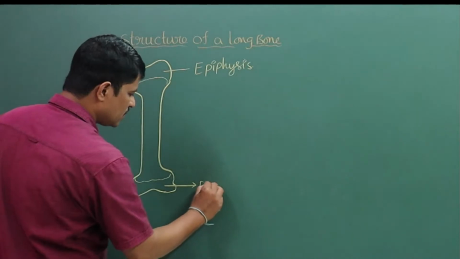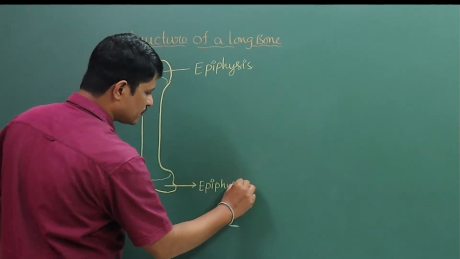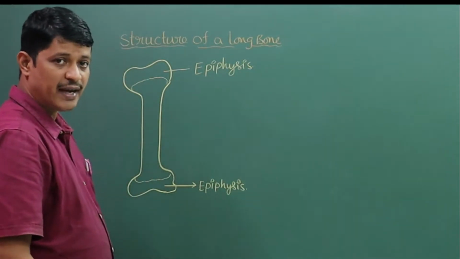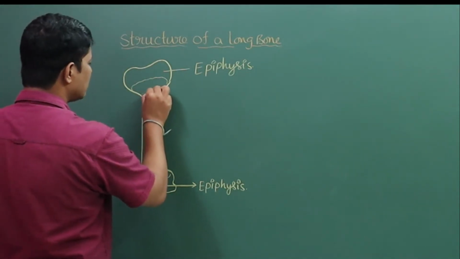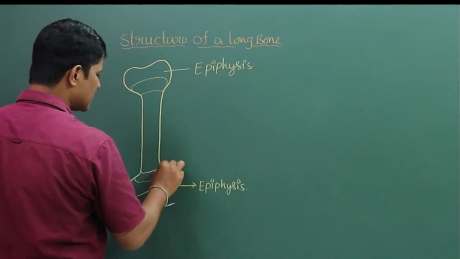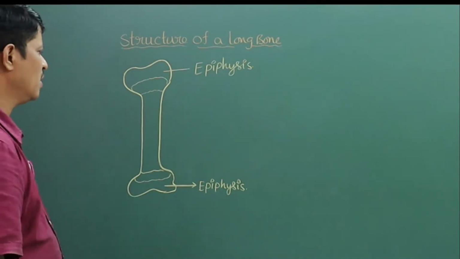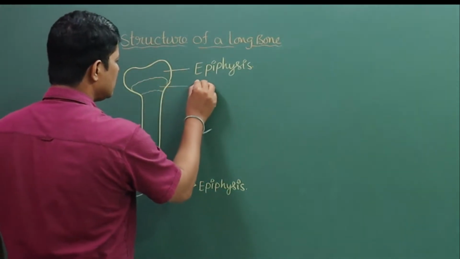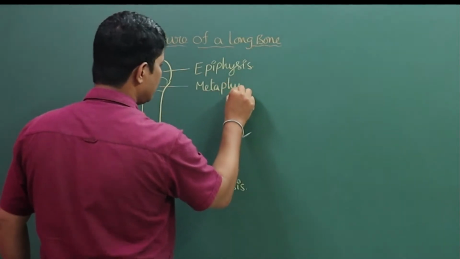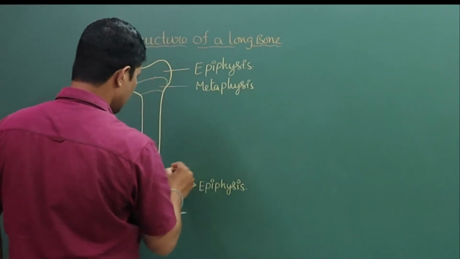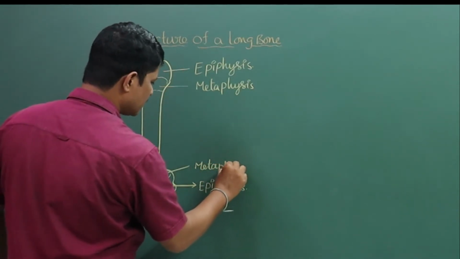Here, below the epiphysis, where the growth occurs, where the bone grows for up to some years, this part is known as metaphysis. Metaphysis is where the growth occurs in the bone.